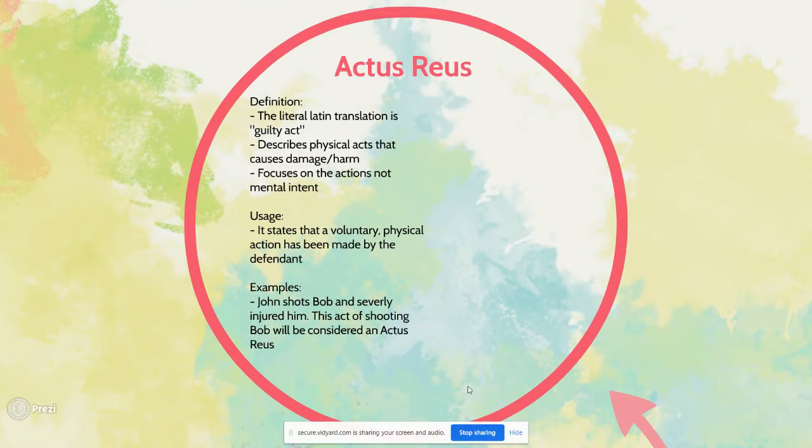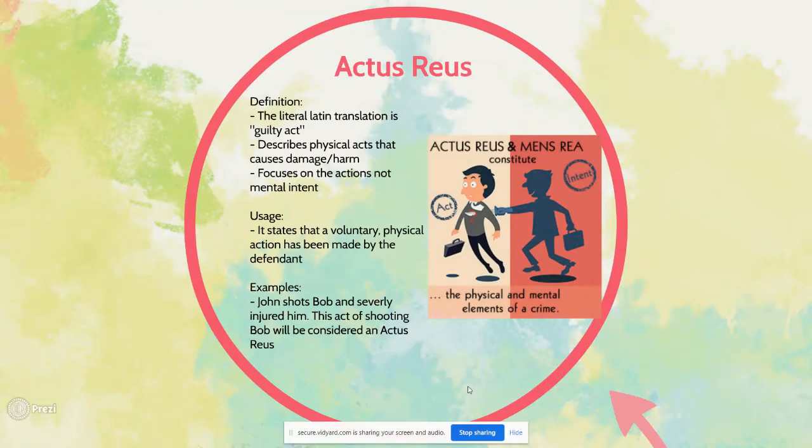The next one, actus reus. Actus reus literal definition would mean guilty act, which describes the physical activity or omission of a physical activity that results in harm to other people or damages to other properties.